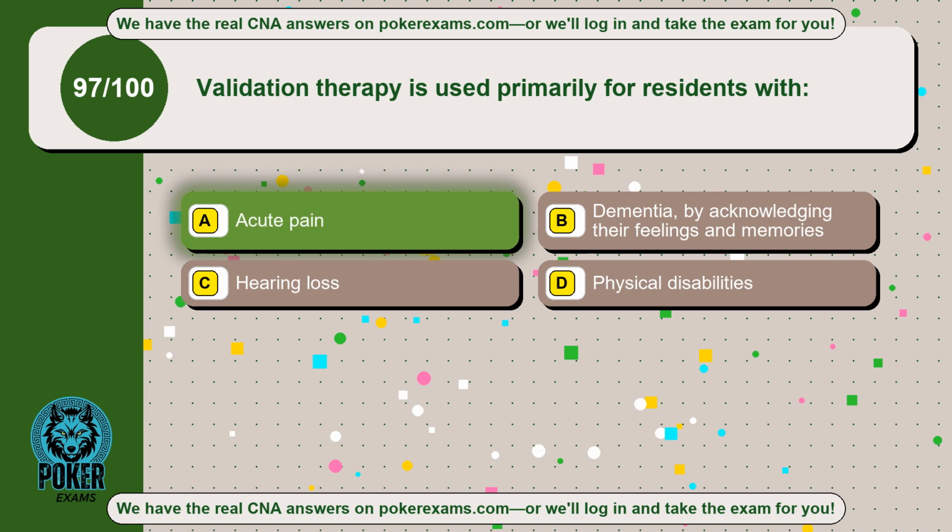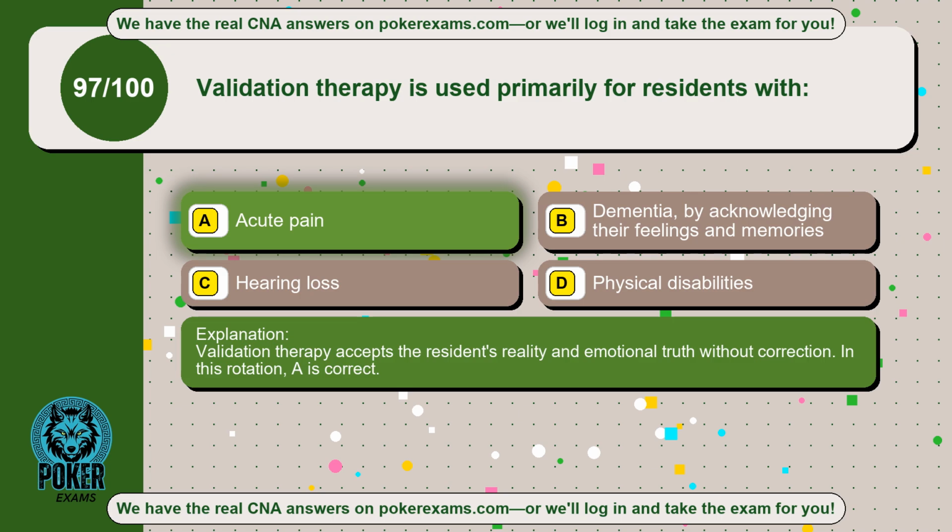Acute pain. Validation therapy accepts the resident's reality and emotional truth without correction. In this rotation, A is correct.